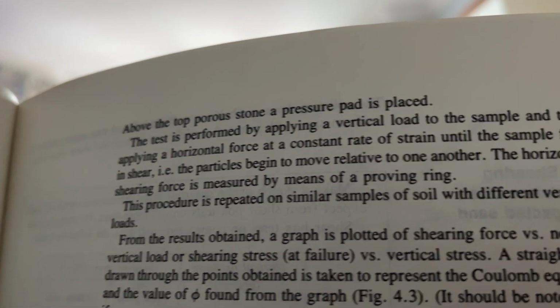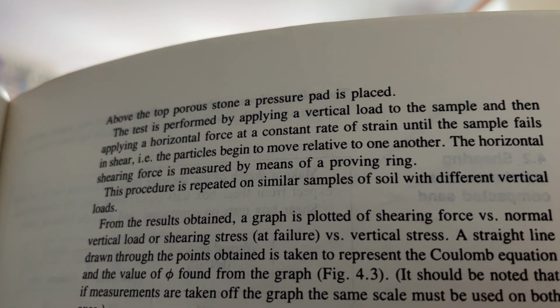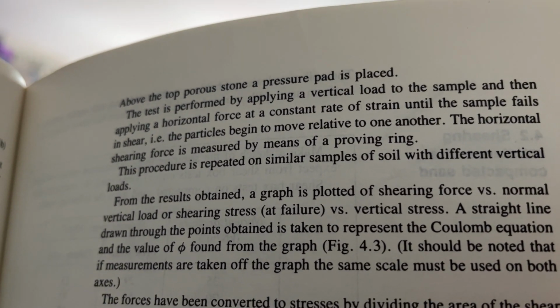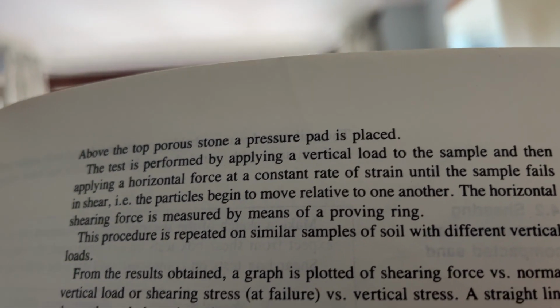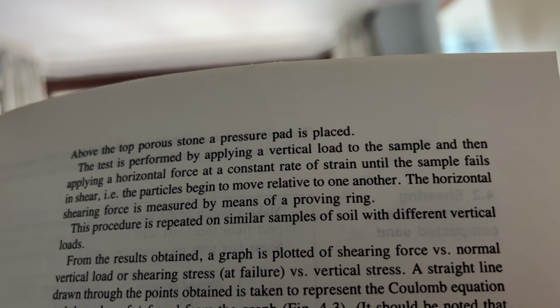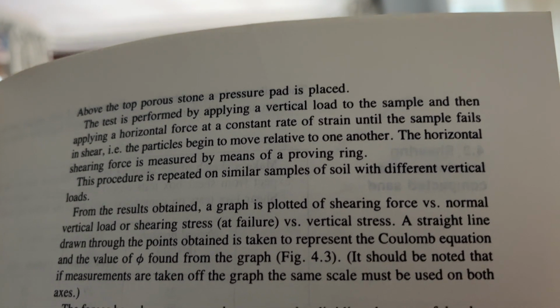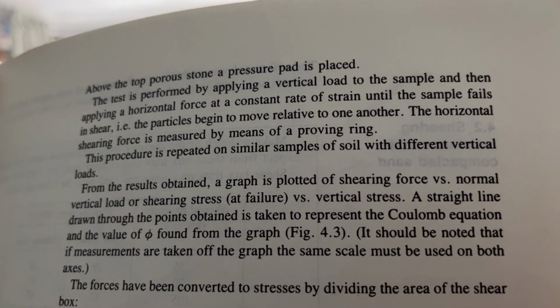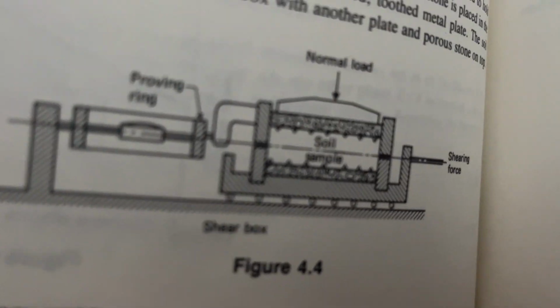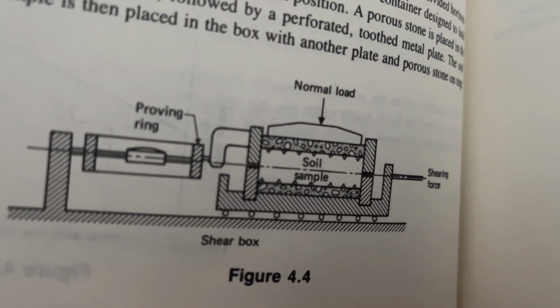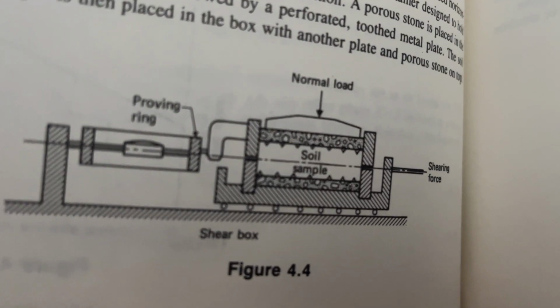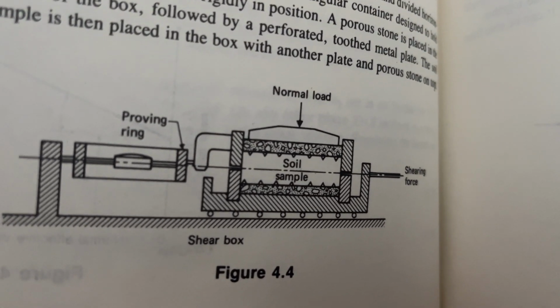The test is performed by applying a vertical load to the sample and then applying a horizontal force at a constant rate of strain. That's the bottom part of it, isn't it? Shearing force at the bottom, at a constant rate of strain until the sample fails in shear, i.e. the particles move relative to one another. The horizontal shearing force is measured by means of a proving ring. So that's what's transferred. It slides at the bottom and then it records at the top.